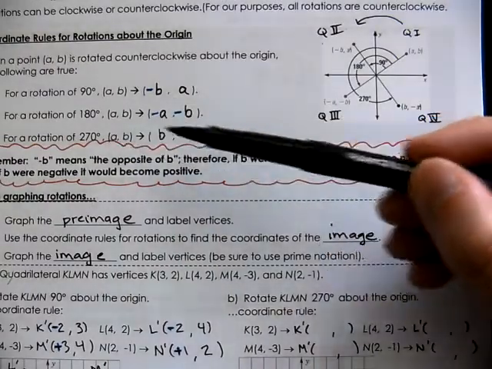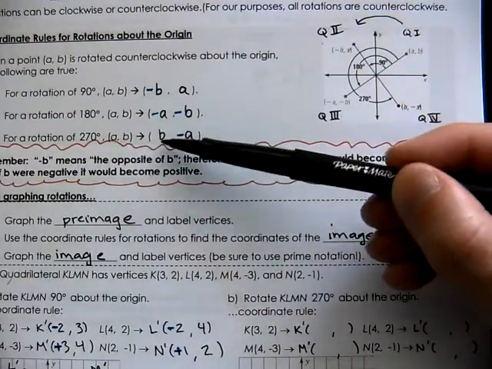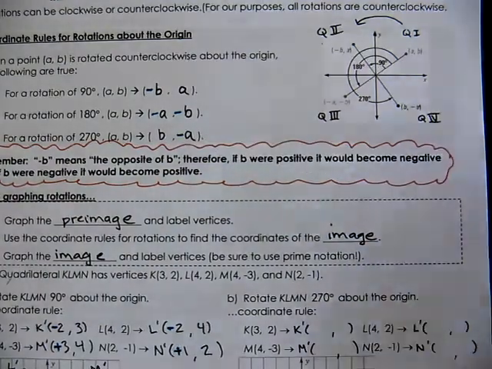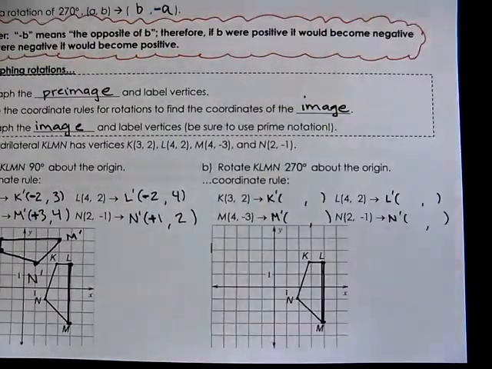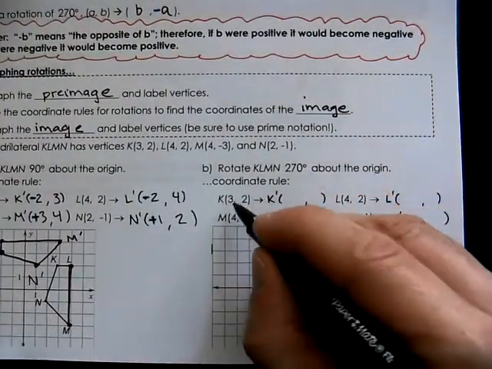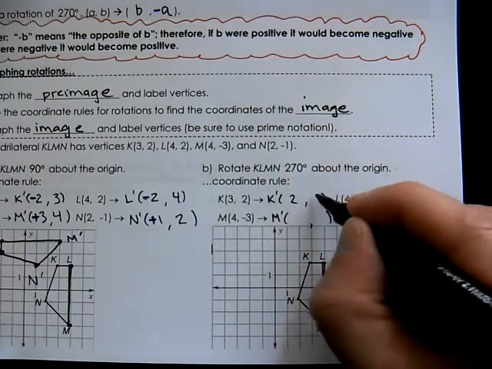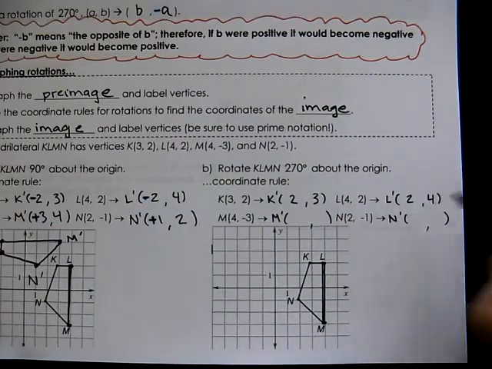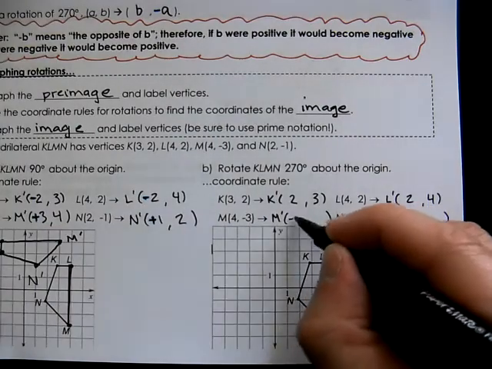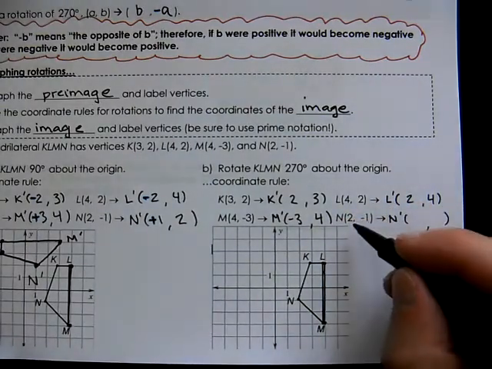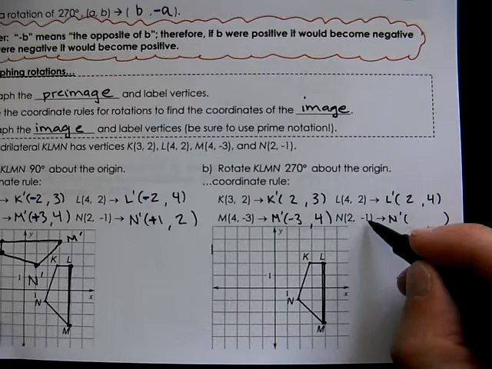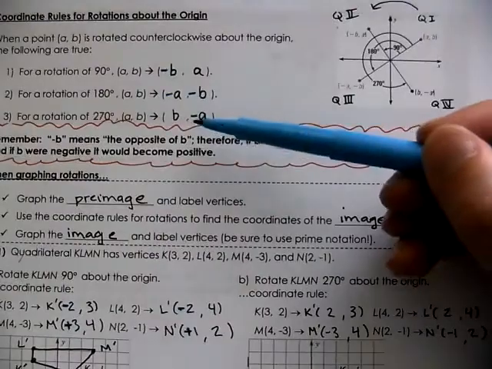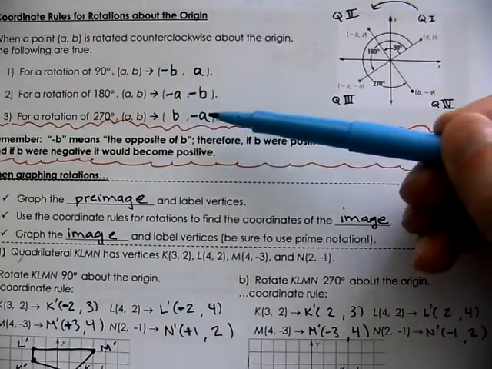It says switch the numbers around, so what used to be in back is now in front, and then we'll change the sign on the number in back. Alright, so first I switch all the numbers around, and so K, which is at 3, 2, is now 2, 3. L, which is at 4, 2, is now 2, 4. M, which is at 4, -3, is now -3, 4. And 2, -1 for point N is now -1, 2. So we switched all the numbers around.